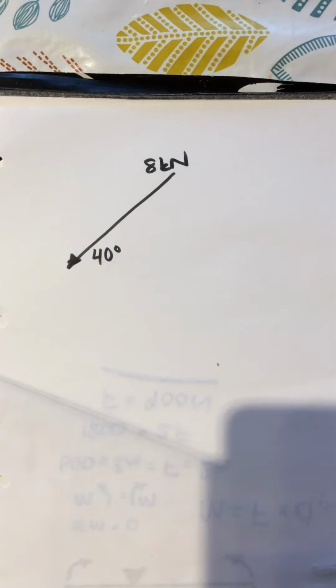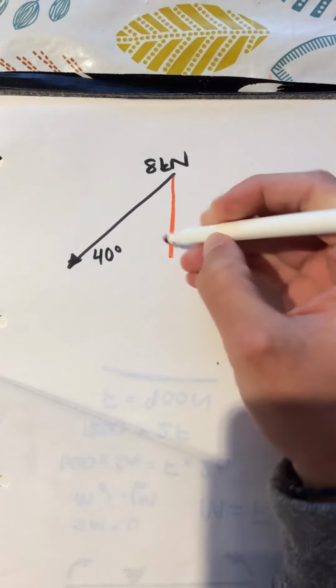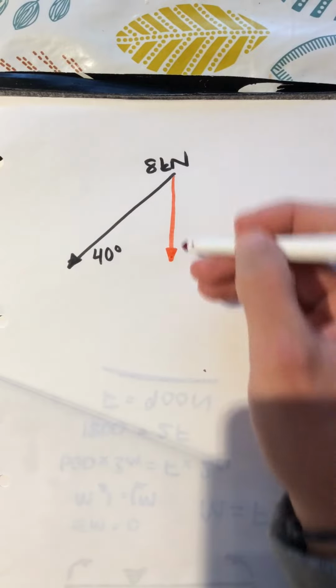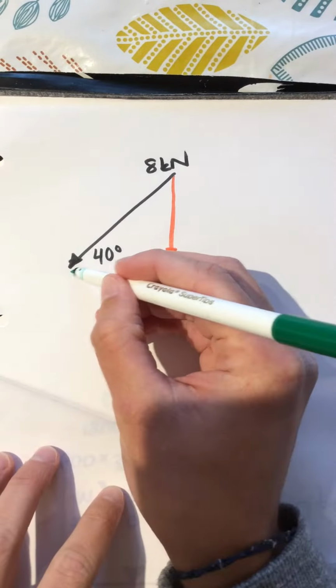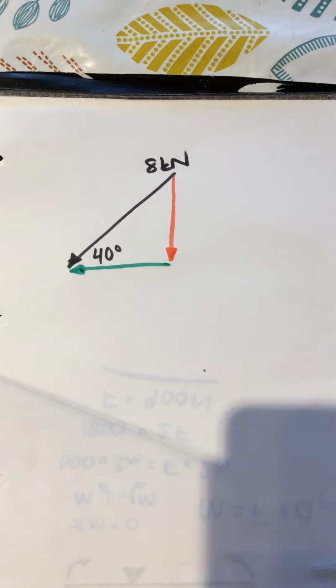So the first thing we're going to do is create a right angle triangle, keeping the angle inside the triangle. Okay, so I'm going to use red for my vertical, so that comes down, because my vector is going down and to the left, so my vertical comes down, and then my horizontal is going to come across here to the left.